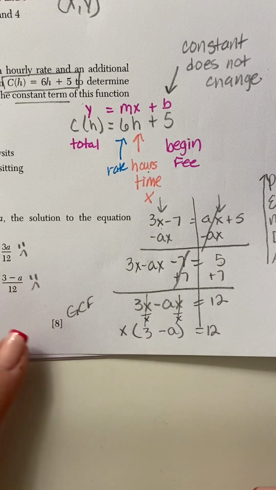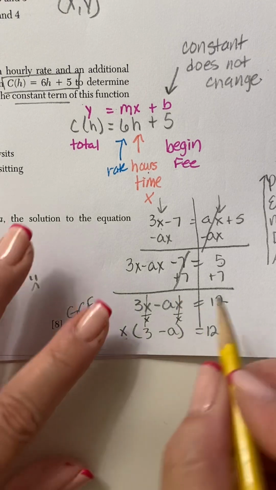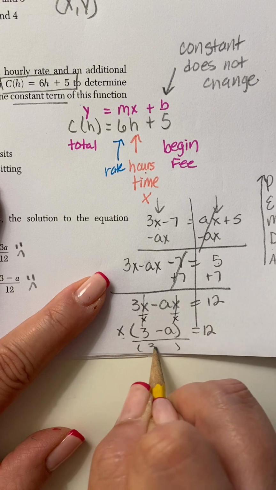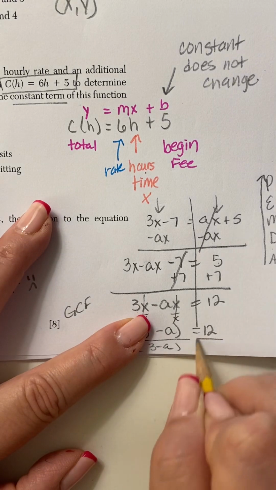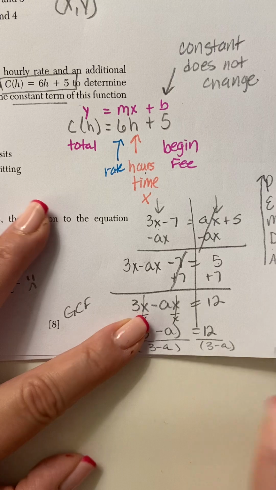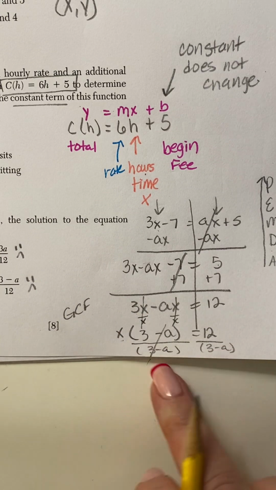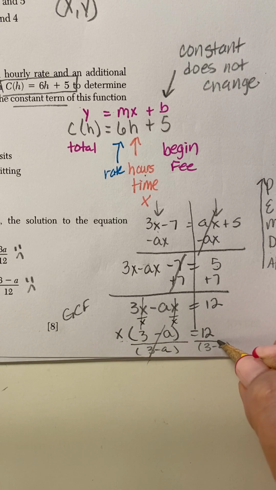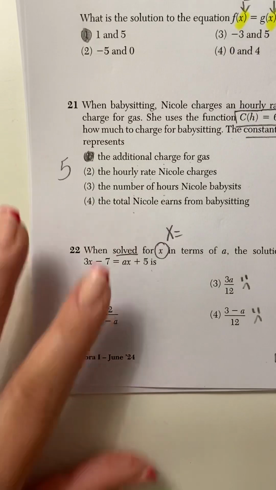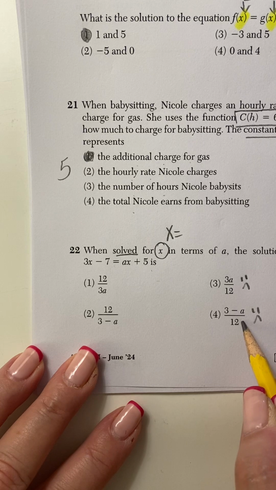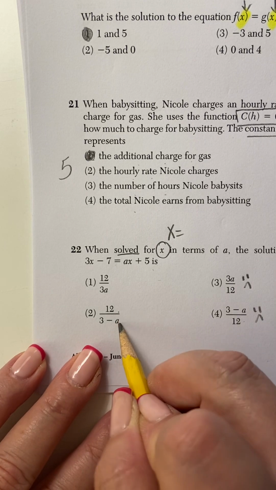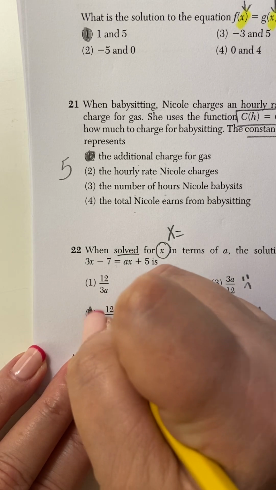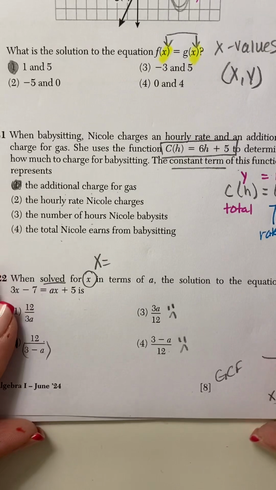I'm running out of space. So to solve for x, I'm going to do this division term. I'm going to divide by these parentheses, 3 minus a, and divide by those parentheses, 3 minus a. The 3 minus a will cancel, and I'm left with x equals 12 divided by 3 minus a. Let's go to our choices. I was right. The 12s don't go on the bottom. 12 divided by 3 minus a. The only thing missing is the parentheses. So this is choice 2.